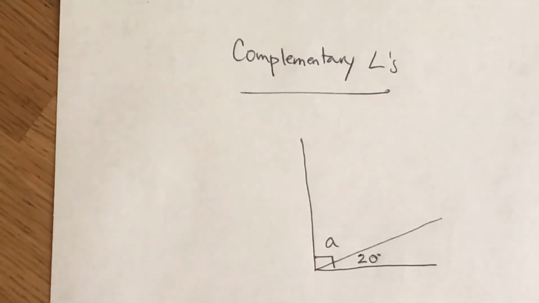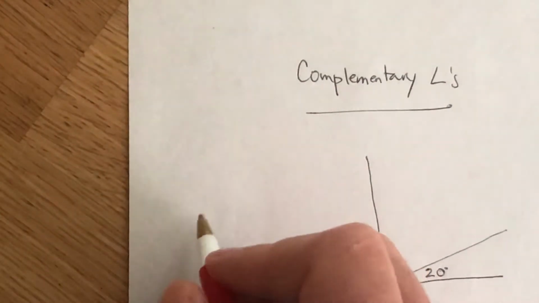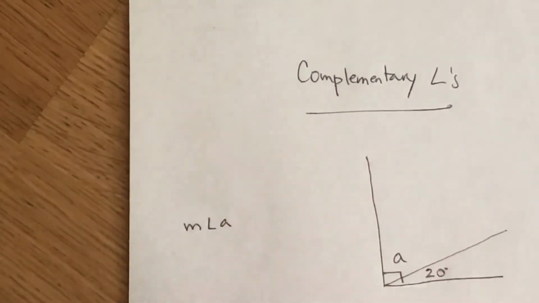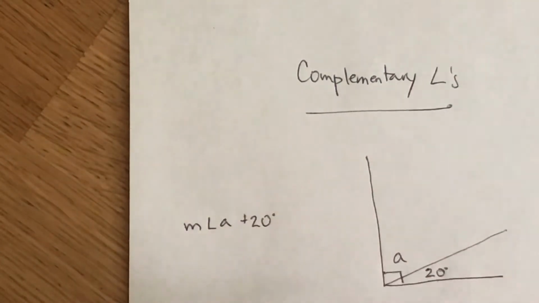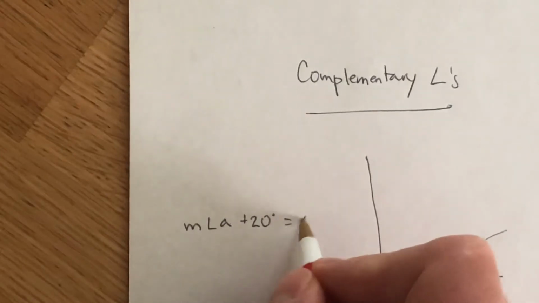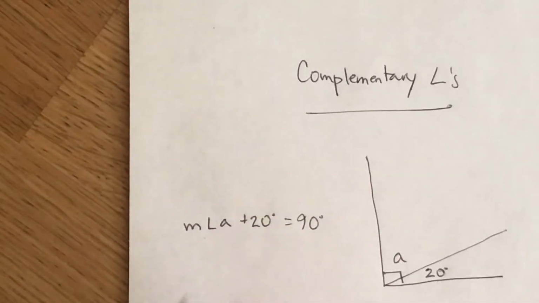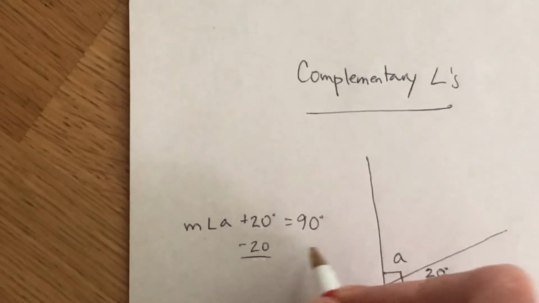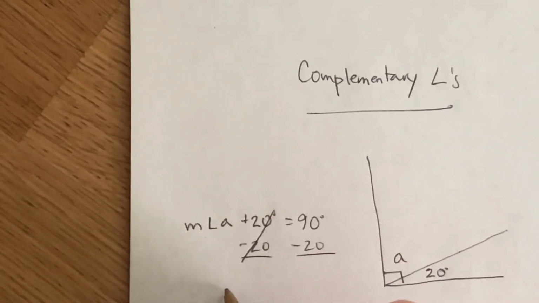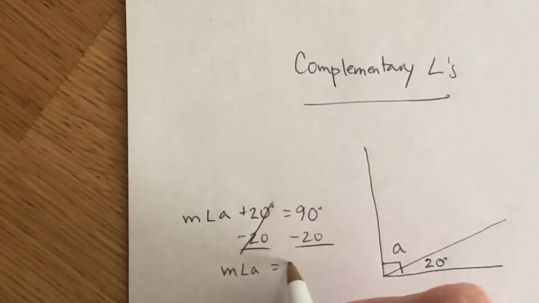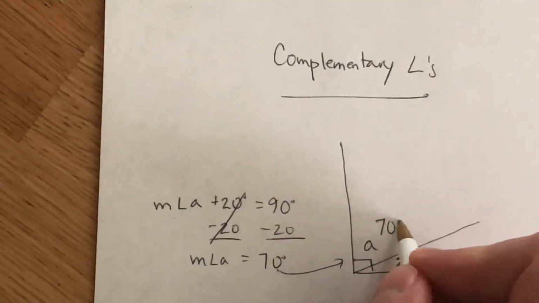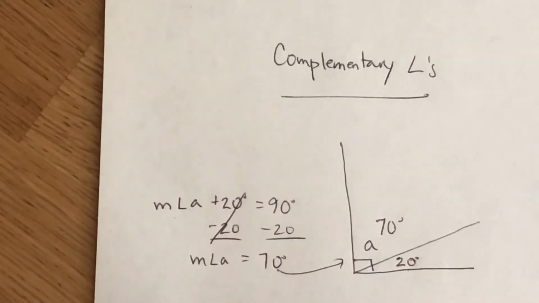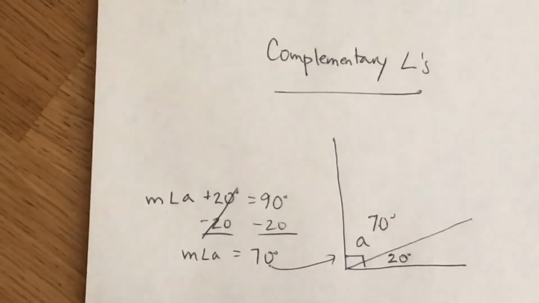Here we can use our knowledge of complementary angles. We know that the measure of angle A plus this 20-degree angle, when you put them together, collectively, they're complementary angles, they have to add up to 90 degrees. So to get the measure of angle A, just subtract 20 degrees from both sides. And we see that the measure of angle A is 70 degrees. And if we tie that back into the definition, complementary angles have to add up to 90, and lo and behold, 70 degrees and 20 degrees does add up to 90.